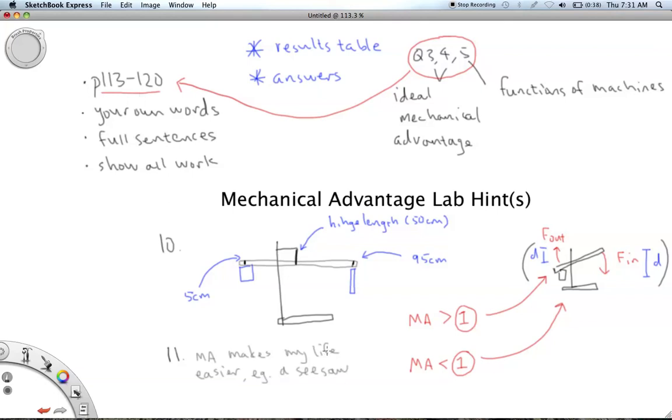Okay. Now, if you write something like that, you will barely get even a half mark for it. Because really, anybody can write this, right? Any student, even grade 5, can tell me mechanical advantage makes my life easier, and a seesaw is an example of that. So if you write this, do not expect a good mark for it. This is too easy.